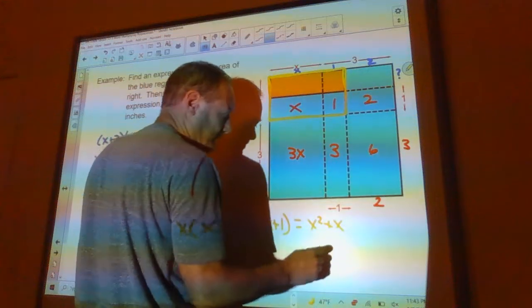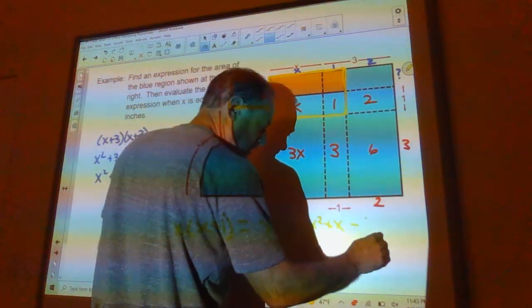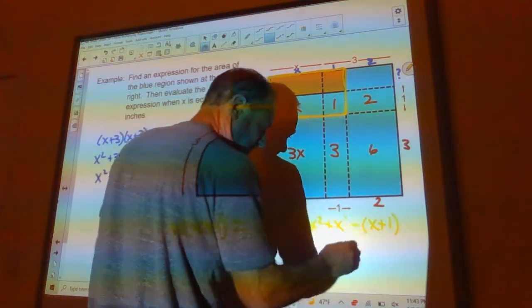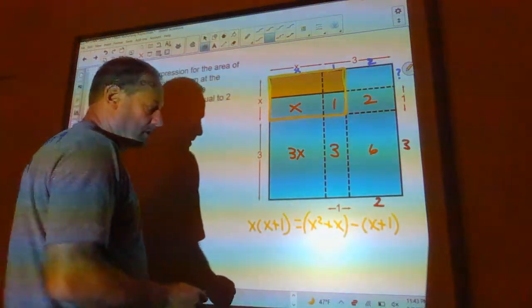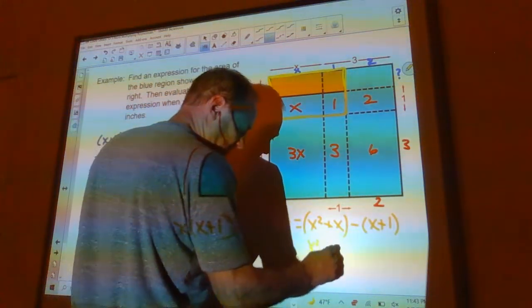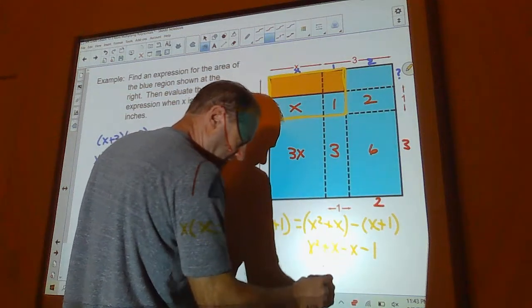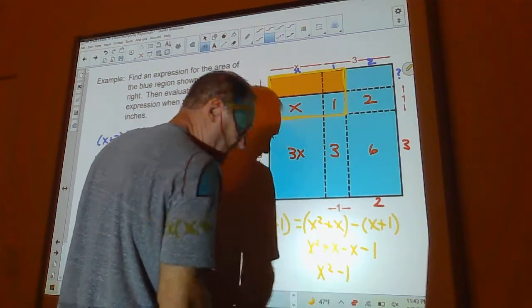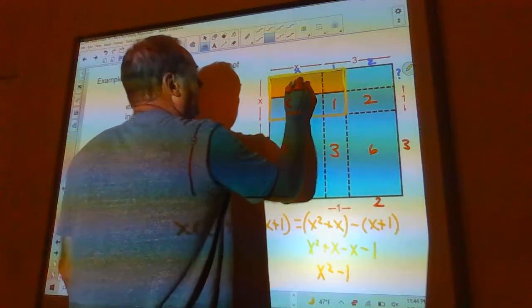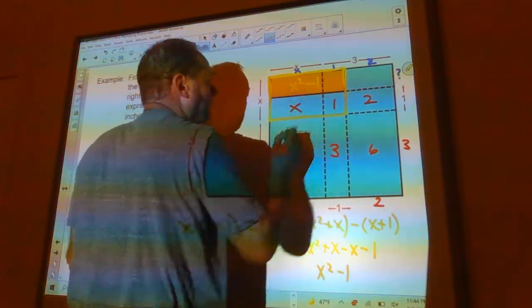So I can take x plus 1 away from that. Okay, so this is going to be x squared plus x minus x minus 1. Those x's cancel out, and I get x squared minus 1. That's the orange part right here. x squared minus 1.